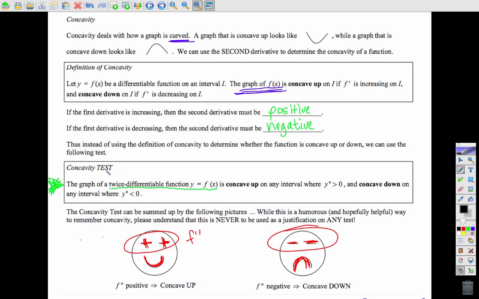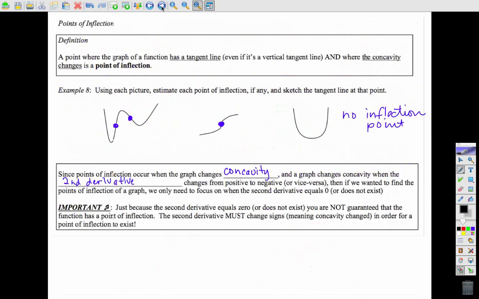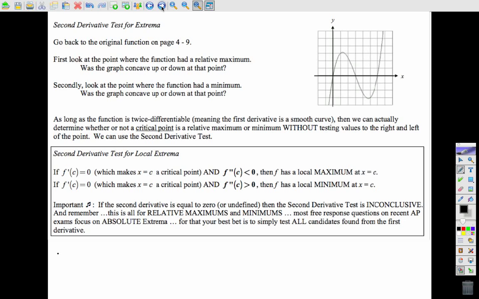So the stuff we were doing just a minute ago was a test for concavity, determining where it's concave up or concave down. And now we're going to use what's called the second derivative test. Not terribly important what the name is. It's more important that you understand what's going on. Okay, so second derivative test. Go back to the original function on 4,9.